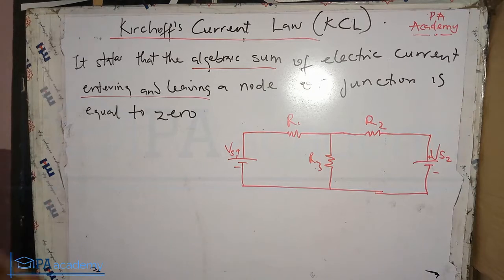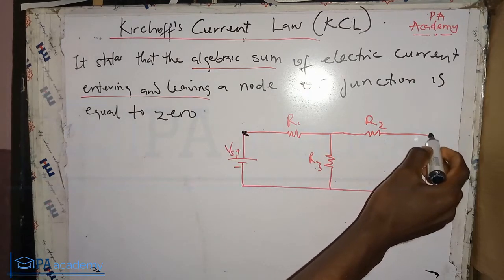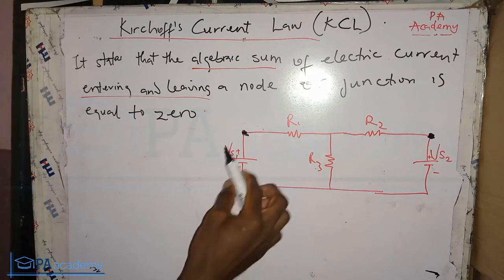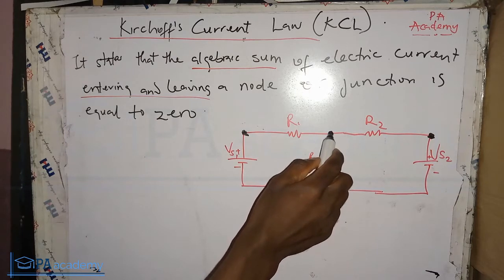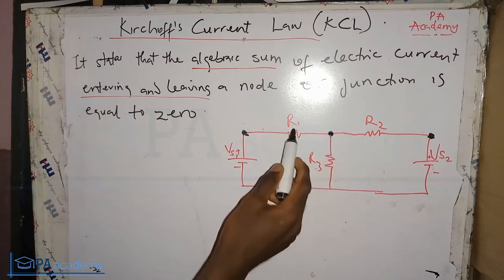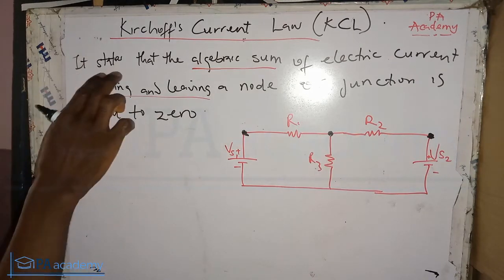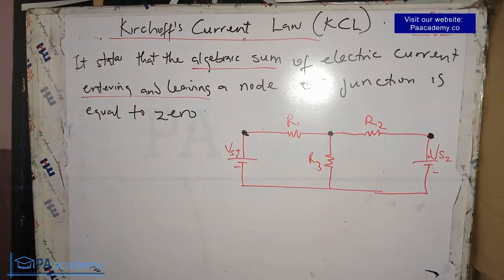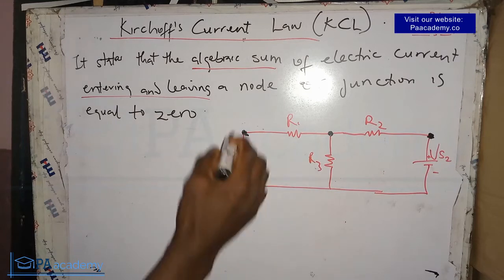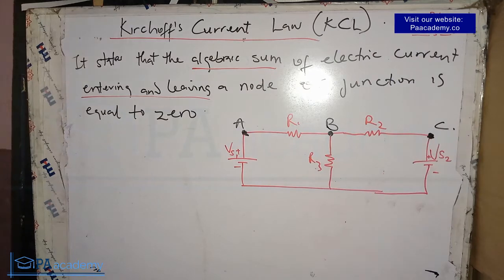Now in this circuit, let me also indicate the nodes. This right here is a node. I also explained in that video I did that a node is a point of connection between two or more elements, while a junction is a point of connection between three or more. So this is a node, and we can also call it a junction because it's connecting three elements. Kirchhoff's current law states that the algebraic sum of electric currents entering and leaving a node or junction is equal to 0. Now let's call this node A, this B, and this C.